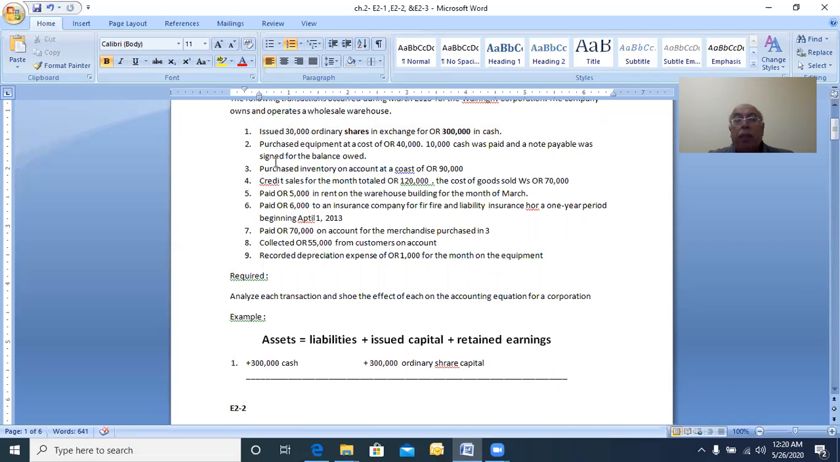That means the price per share. Yeah, it's easy to understand. The price of share was 10 riyal. Since you multiply 10 riyal by 3,000, it will give you 300,000 directly.